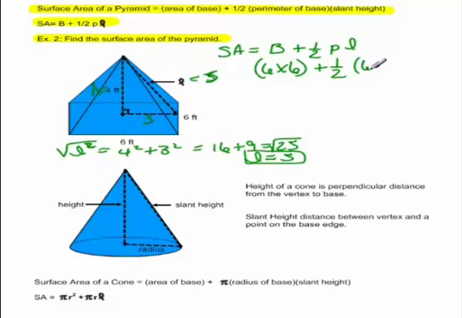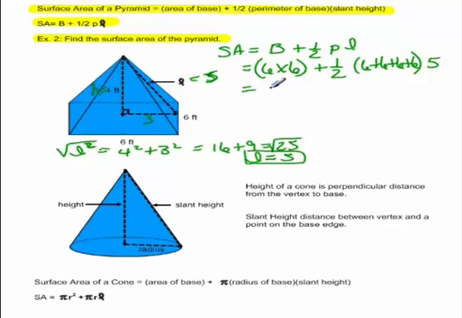We can write it out that way so that you know perimeter is adding, and you just add all your sides together. Or you could have said 4 times 6. And then we found our slant height, which is 5. So now that we have all of our pieces, all we have to do is work this out.